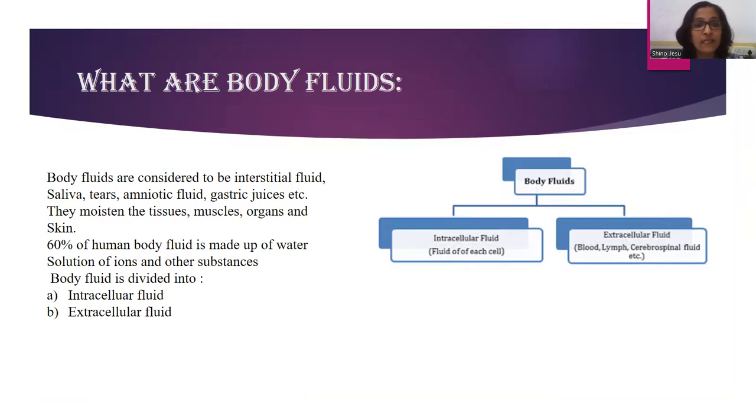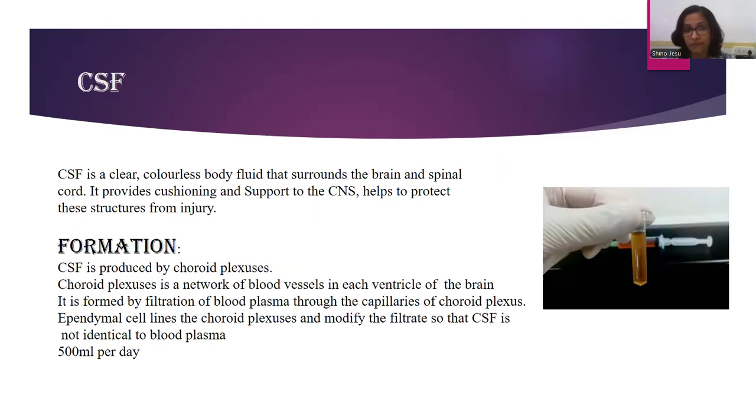So body fluids are considered to be interstitial fluid, saliva, tears, amniotic fluid, gastric juice, etc., which are used for moisturizing the tissues, muscles, organs, skin, etc. 60% of human body fluid is made up of water, then solutions of ions and other substances, and body fluids can be divided into particularly two, the intracellular fluid and the extracellular fluid. So in that one, since we'll be seeing about CSF or cerebrospinal fluid.